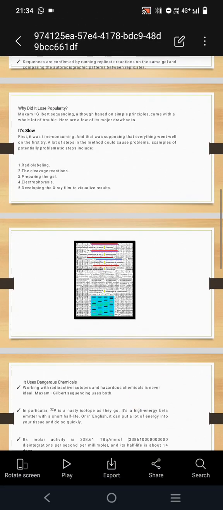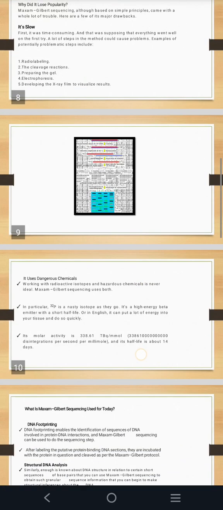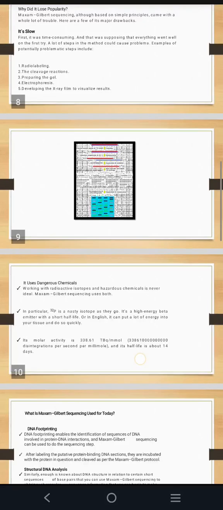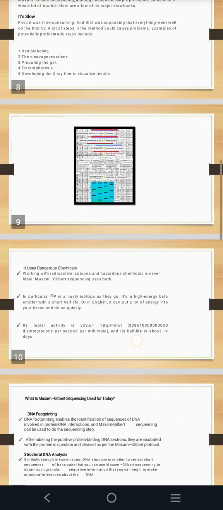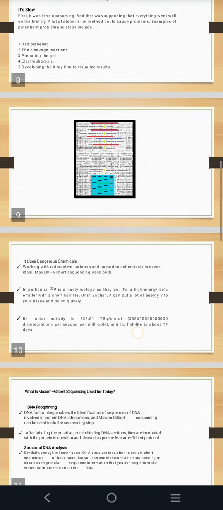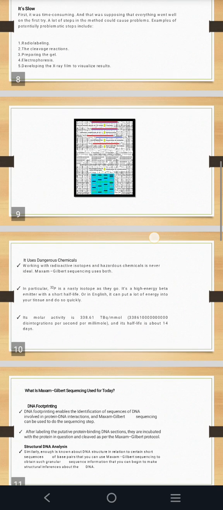Then why did it lose popularity? Because it has a simple principle but came with a lot of troubles, and it has major drawbacks. First, it is time consuming. And supposing that everything went well on the first try, a lot of steps of this method could cause problems. For example, the steps include radiolabeling, the cleavage reactions, preparing the gel, electrophoresis, and X-ray films.